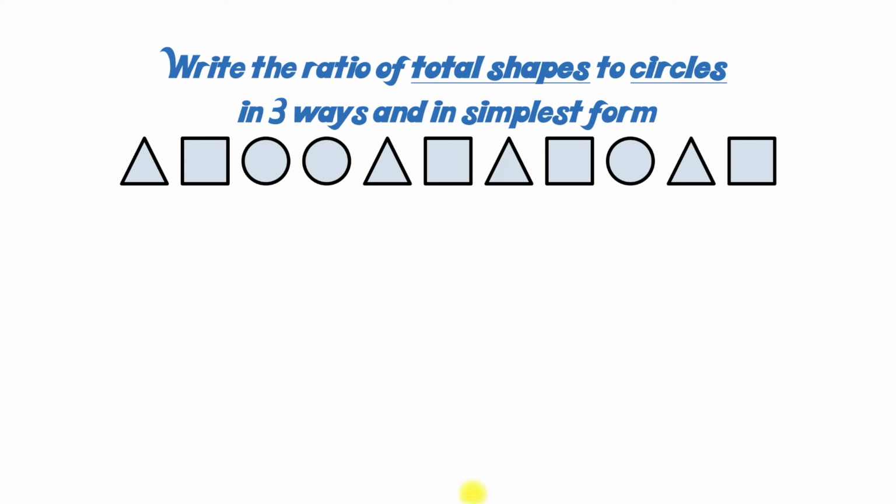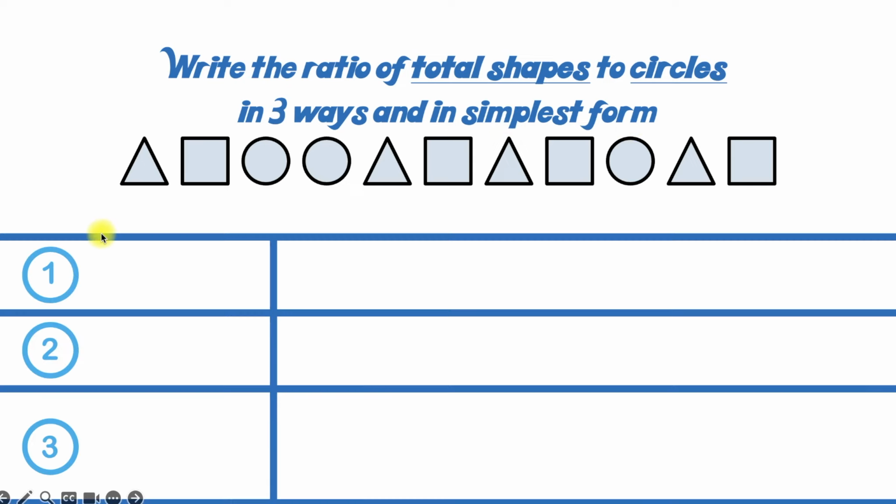In this video, we're going to write the ratio of total shapes below to the number of circles in that group. We're going to write it in 3 different ways, and we're going to make sure that we put it in simplest form. But before we even begin, what are the 3 ways to write ratios? Well, the first way to write ratios is using the word to. The second way is using a colon. And the third way is using fraction notation.